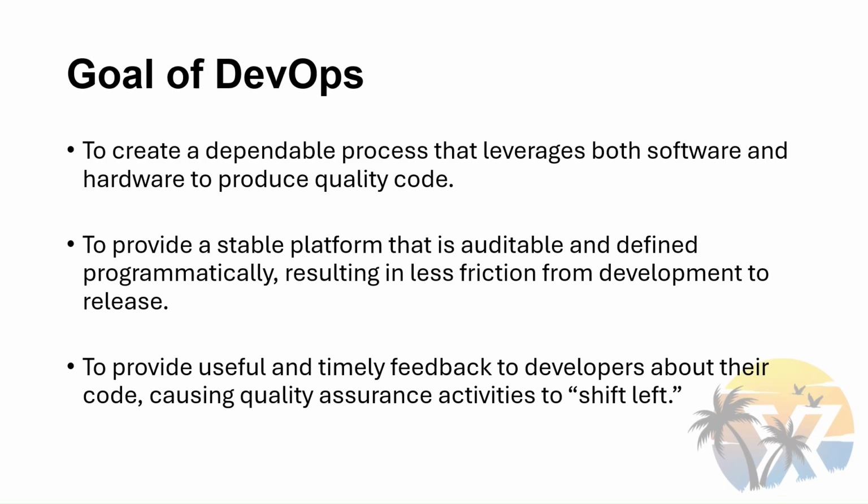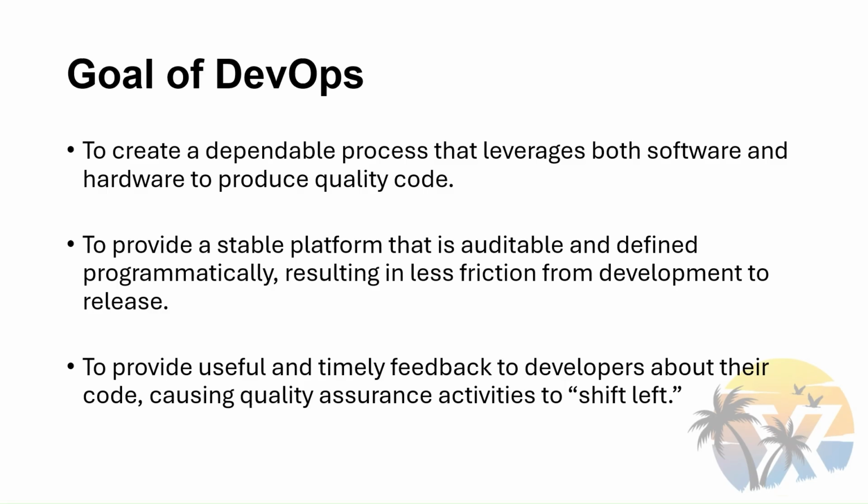So Archie also gave me this. This is some talking points you could bring to your higher ups if you're interested in explaining what DevOps is good for. So it helps you create a dependable process that leverages both software and hardware to produce quality code. The goal is to provide a stable platform that is auditable and defined programmatically, resulting in less friction from development to release. Because if there's an issue, you can figure out exactly when the issue happened and what the environment was at that moment when the issue happened.